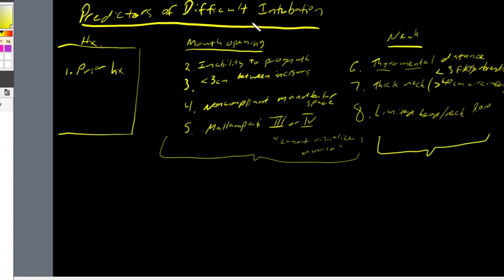So again, to summarize, we can predict our difficult intubation. There are a lot of these predictors. You can separate them by history, mouth opening abilities, and the neck category. So we have prior history, our mouth opening, inability to pronath. If we can't open our mouth, we have a low incisor distance. If we have a non-compliant mandibular space, and if our Mallampati score is 3 or a 4. From a neck category, if we have a thyromental, a chin to the thyroid cartilage distance of less than 3 finger breaths, if our neck is thick and greater than 40 centimeter circumference, and if we have limited head and neck range of motion.